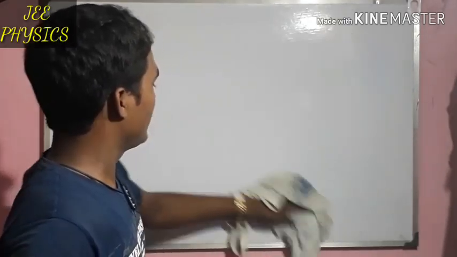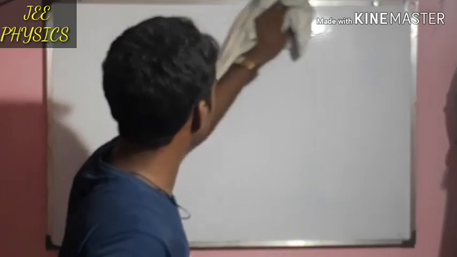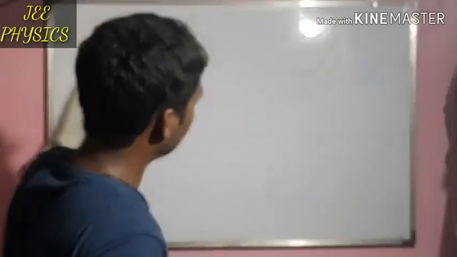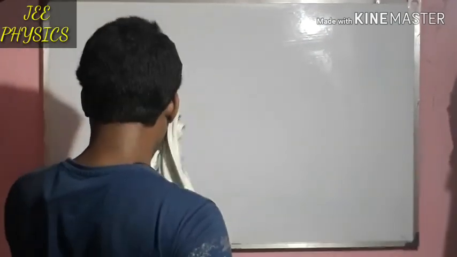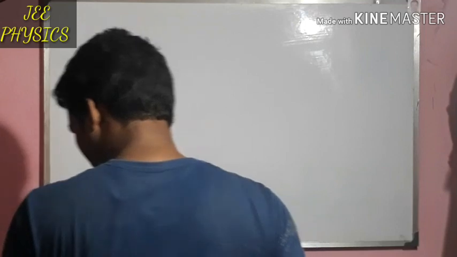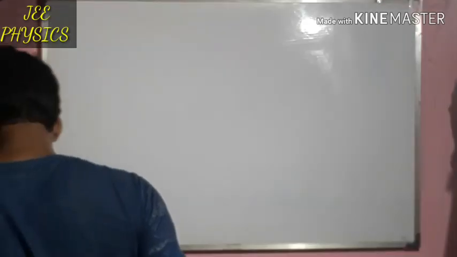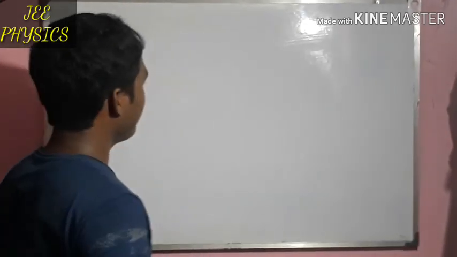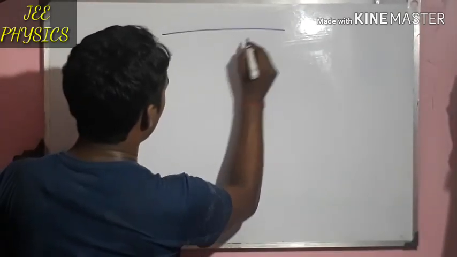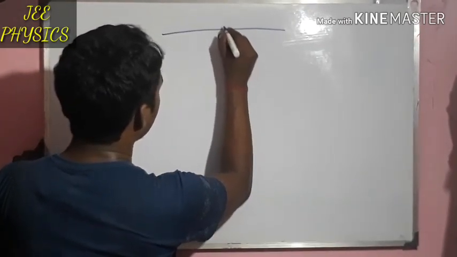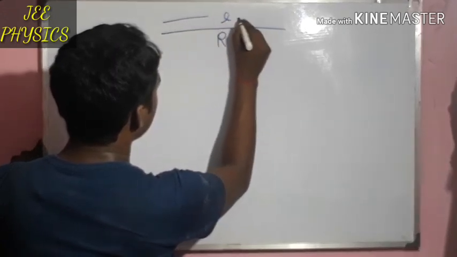Now I go to the problem. Some students commented that they cannot understand the procedure, so I tell you that they have a problem. Here we had a wire of length L and resistance R.